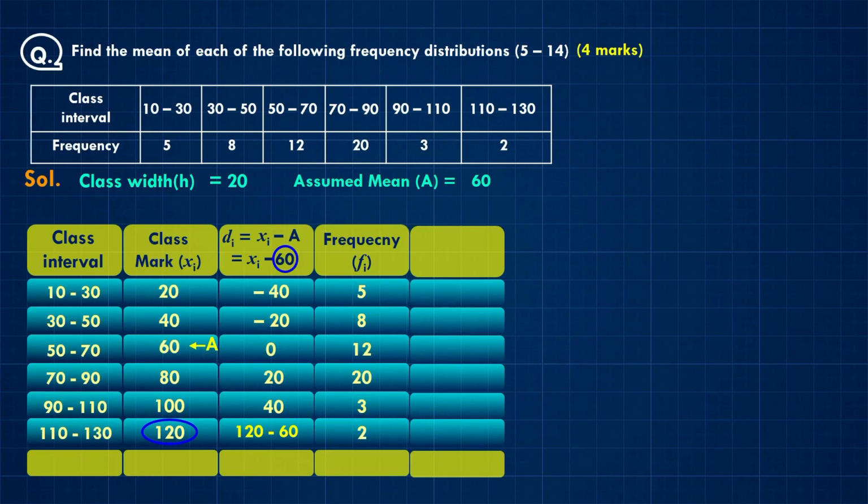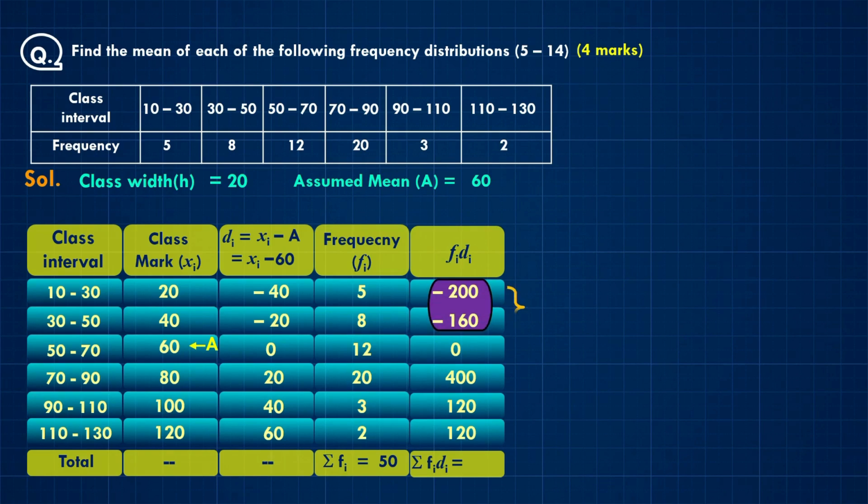Okay, so finally we got all the di's. Now we need to find the fi di. So we just need to multiply. Now we need to find the total, that is summation of fi, adding all the fi, that we got 50. Now we need to do the summation of all fi di.